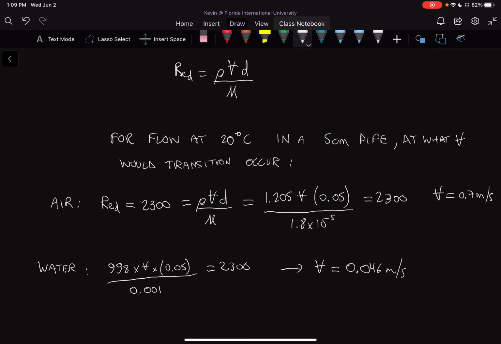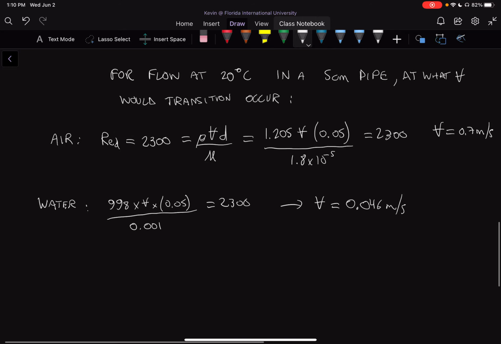So again, extremely unlikely that you'll have laminar flow with water as well, in a 5 centimeter pipe. If we increase the size of the pipe, then we would get an even lower velocity. So it really depends on the size of your pipe as well. If you plug in the numbers for the size of your pipe and change the size of the pipe, you can see how it will affect velocity. You can do that as a little exercise just to see what the velocity would look like if you change parameters.